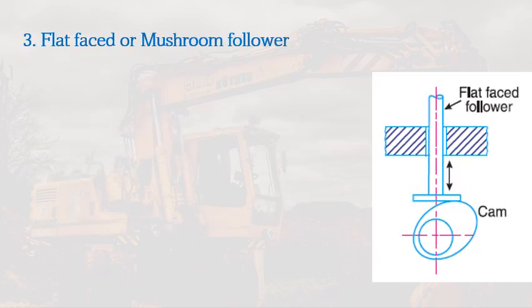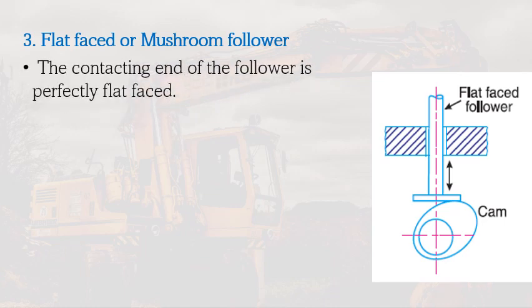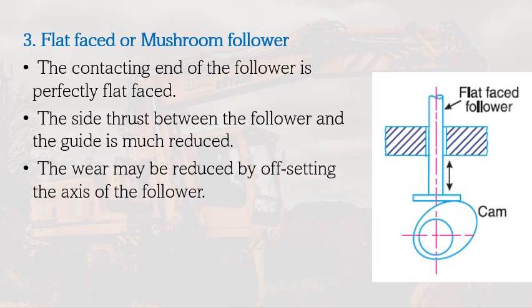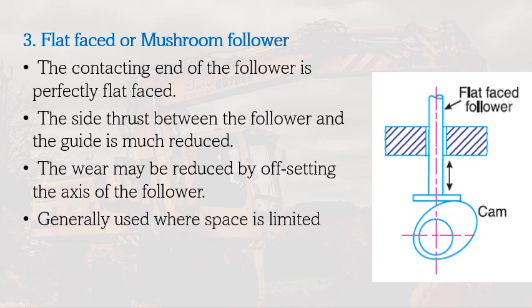Then we also have the flat face or mushroom follower. The contacting end of the follower is a perfectly flat face. The side thrust between the follower and the guide is much reduced. The wear may be reduced by offsetting the axis of the follower. It is generally used where space is limited.